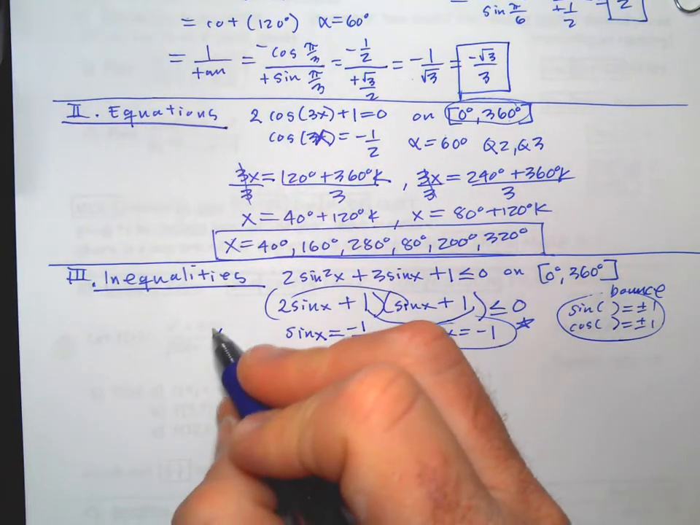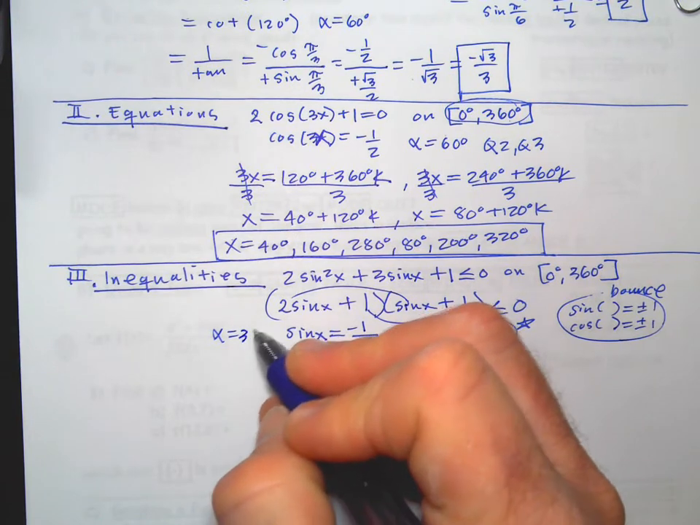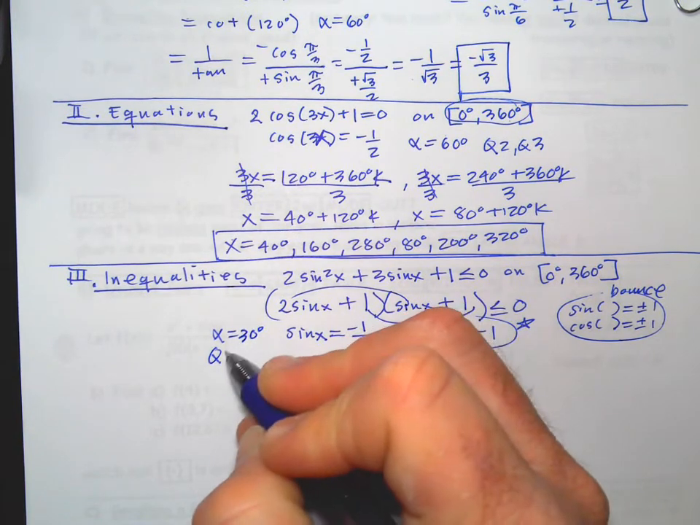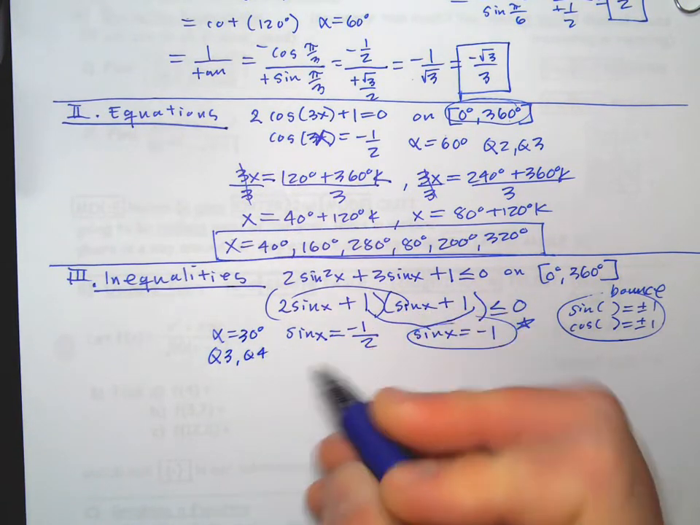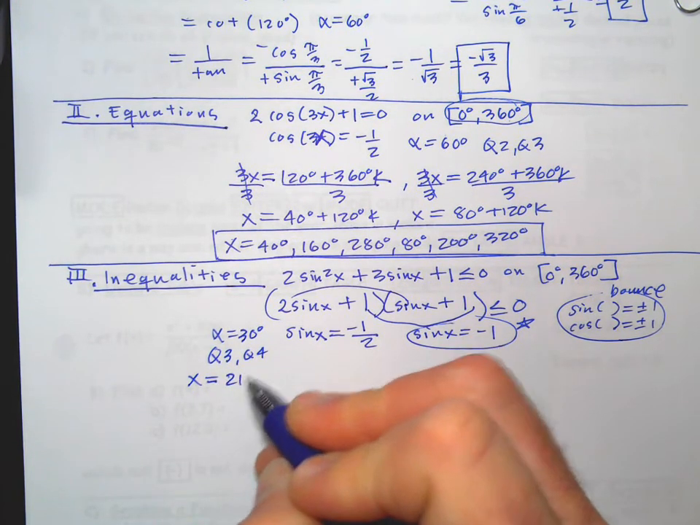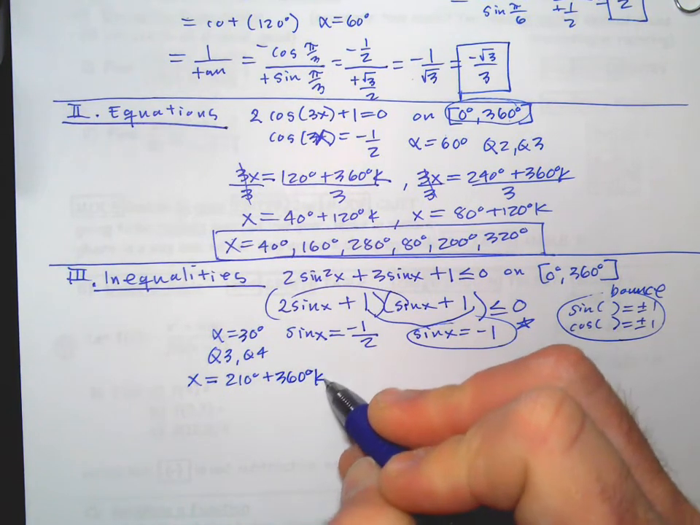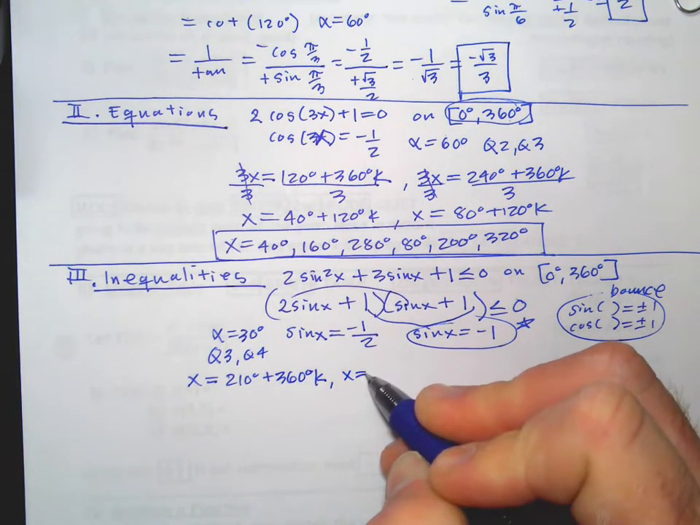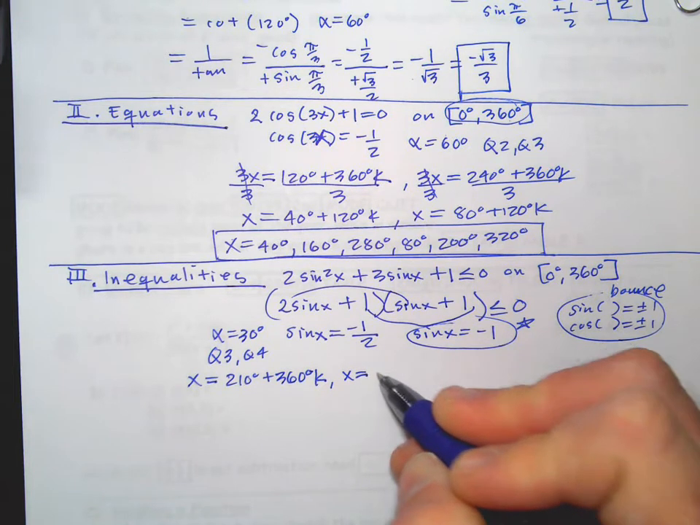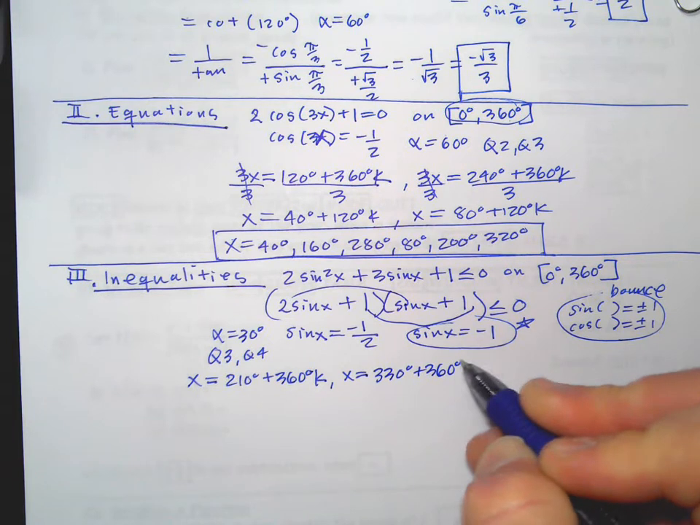This over here, alpha equals, ignore the negative, sine inverse of 1/2, that first angle, 30 degrees. When is it negative? Quadrant 3, quadrant 4. So x equals, quadrant 3 would be 180 plus alpha, 210 plus 360k. And quadrant 4 is going to be 360 minus alpha, 330 plus 360k.